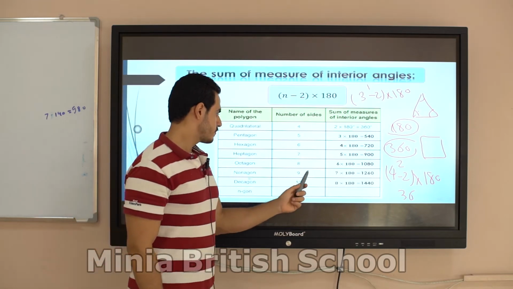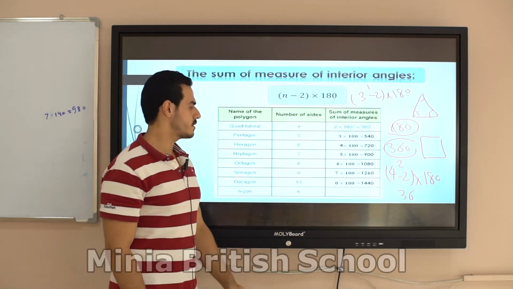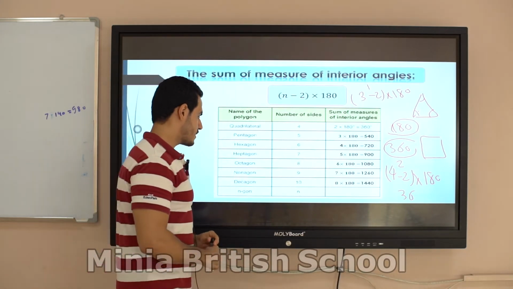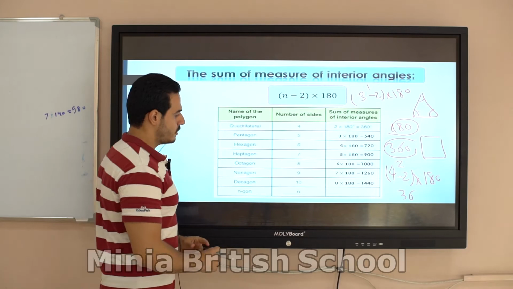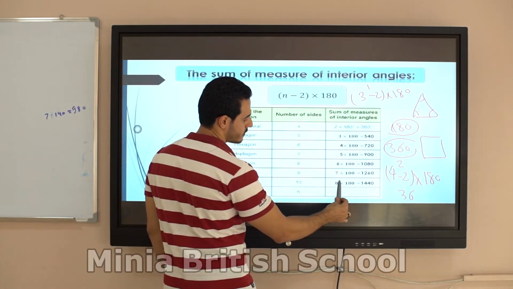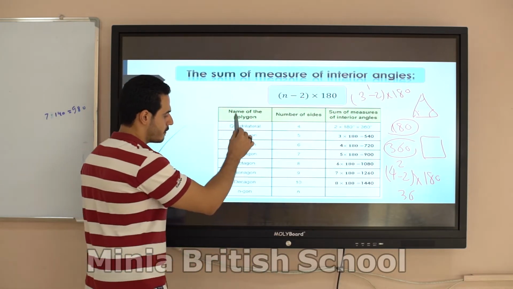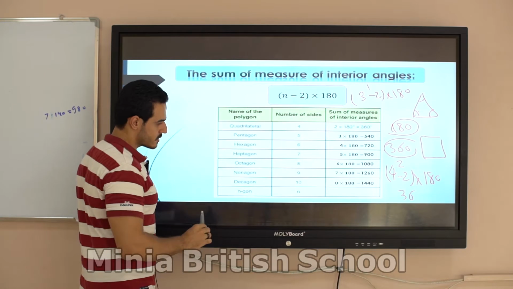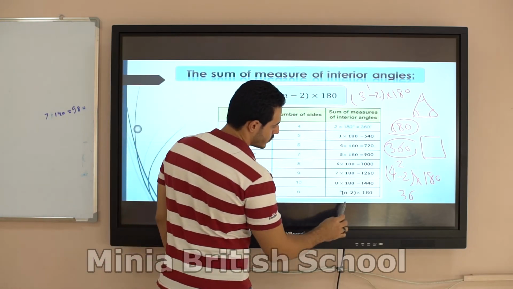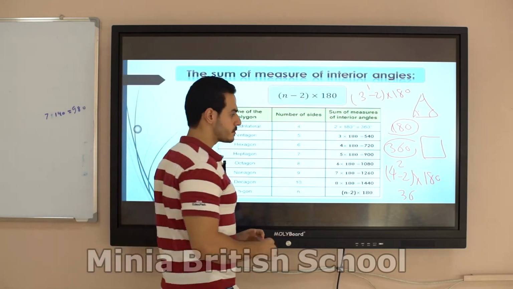Nonagon. A nonagon has 9 sides. 7 times 180 equals 1260. A decagon has 10 sides, so it will be 10 minus 2 equals 8 times 180. So we know that if the polygon has n sides, the sum is n minus 2 times 180. Okay?